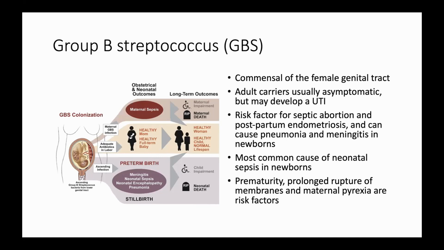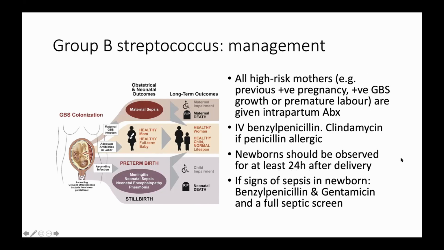All right. Risk factors for any of these adverse outcomes of group B strep include prematurity, prolonged rupture of membranes, and maternal pyrexia. And this relates to the question that we just had a look at. All high-risk mothers, so for example, if they've had GBS problems in a previous pregnancy, they are having premature labor or prolonged rupture of membranes, are given antibiotics during labor. And the antibiotic of choice in women who are not allergic to penicillin is IV Benpen, clindamycin otherwise.